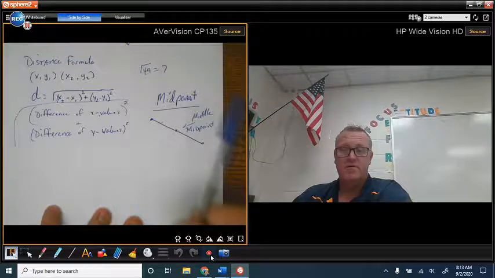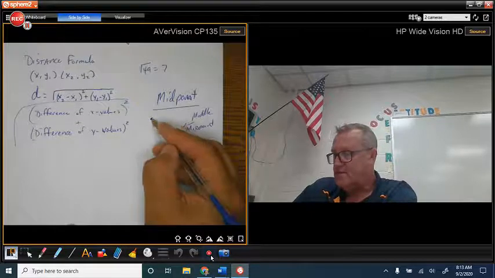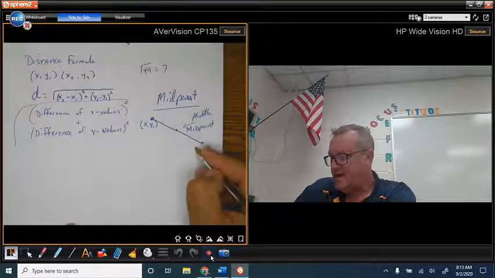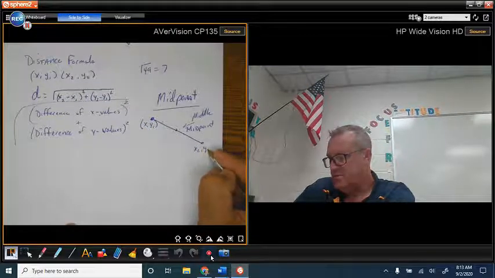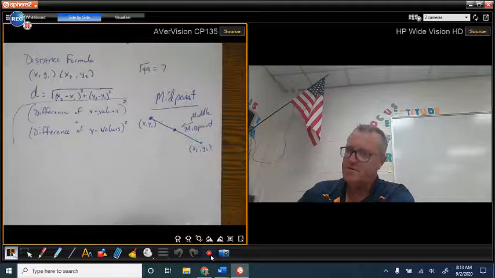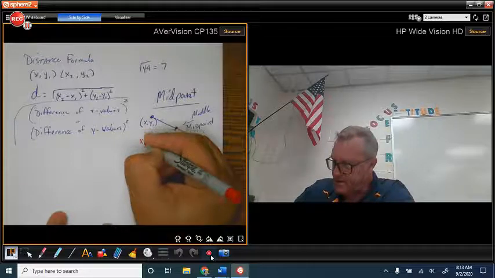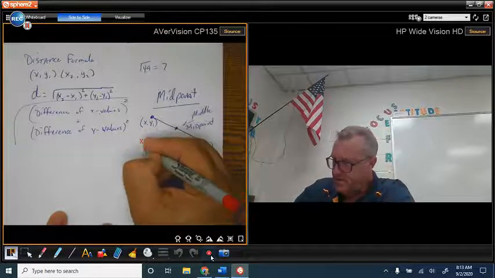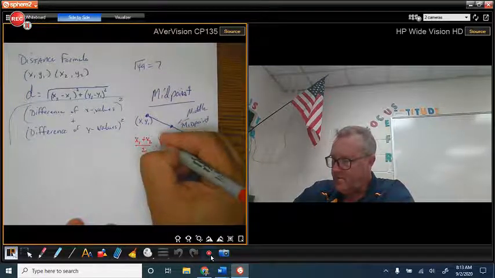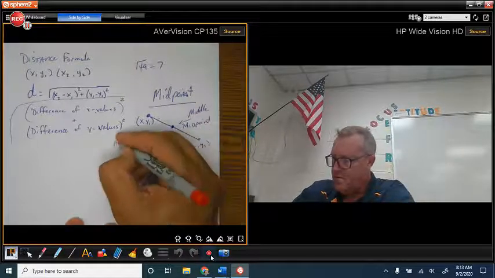Okay. Now, if I'm trying to find the midpoint that is graphed, if this is x1, y1, and this is x2, y2, so in other words, they're graphed on a coordinate plane, to find this midpoint, all you do is add them, divide by 2. You take x sub 1 plus x sub 2 divided by 2, and you do the same thing with the y. And that's the midpoint.